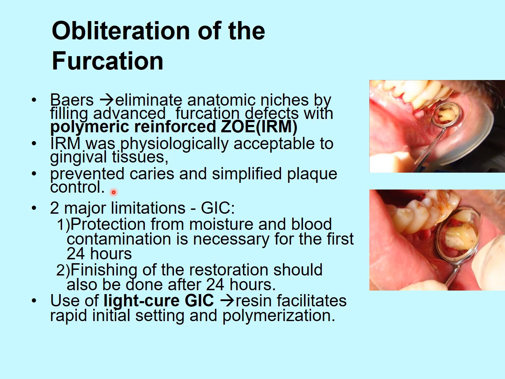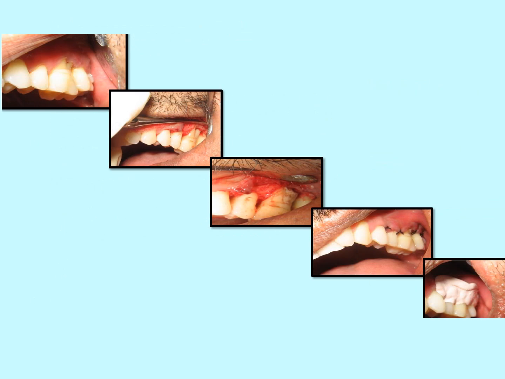This has more advantages over GIC. The limitations are that protection from moisture and blood contamination is necessary for the first 24 hours, and finishing of the restoration should also be done after 24 hours. So use of light cure GIC facilitates rapid initial setting and polymerization. So this is the procedure. You can see that this is a furcation involvement of grade 2, and this leads to the flap exposure, then the restoration, then keeping the flap back and suturing, and the periodontal pack has been given.